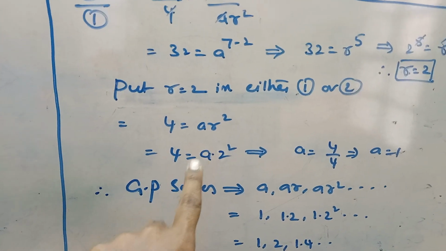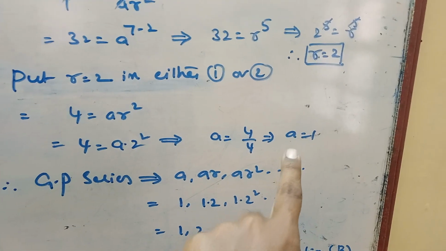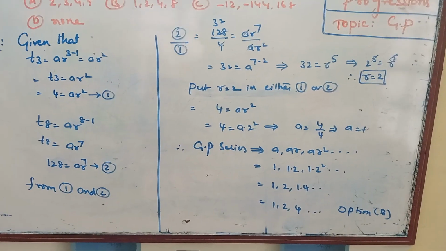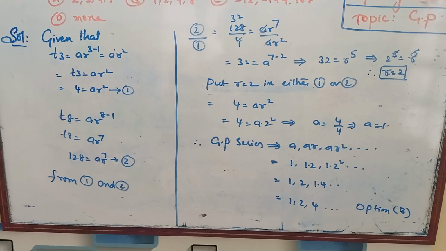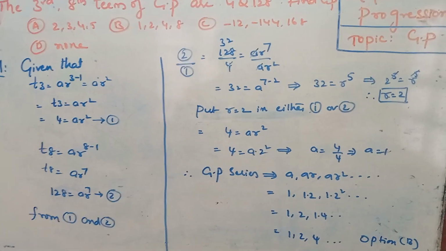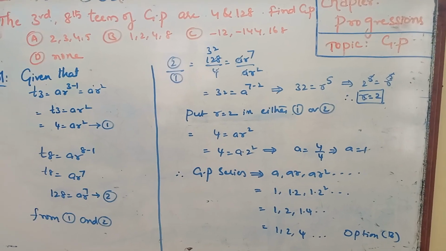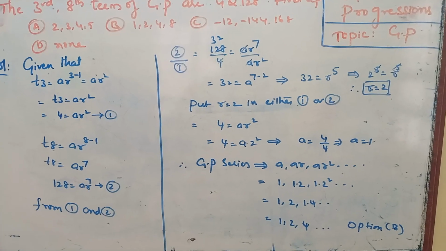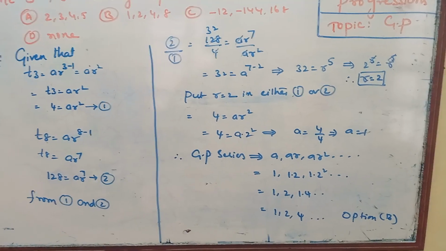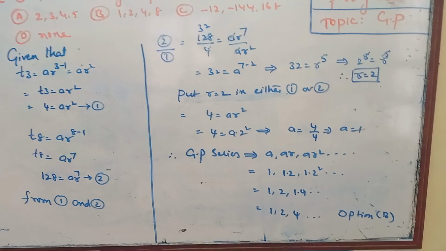So what we get: 4 equal to a r square. So 4 equal to a into 2 square. Simplify, a equal to 1 we get. So we got a equal to 1 and r equal to 2, guys. Now substitute the values in the GP series. What is the GP series? a, ar, ar square, and so on. The a value we got as 1, that is the first term. The second term is ar, that is 1 into 2. The third term is ar square, that is 1 into 2 square. Simplify, we get 1, 2, 4.